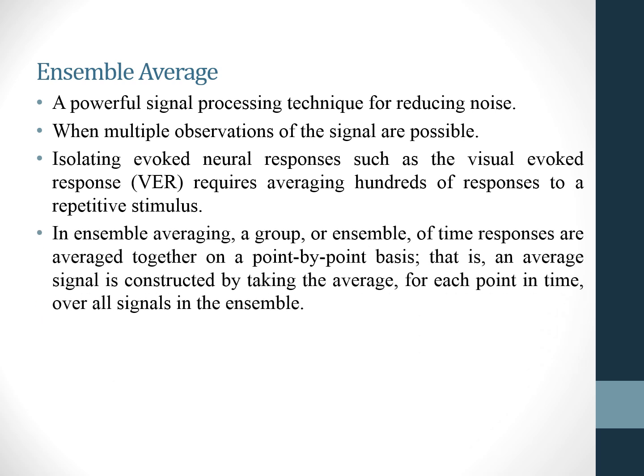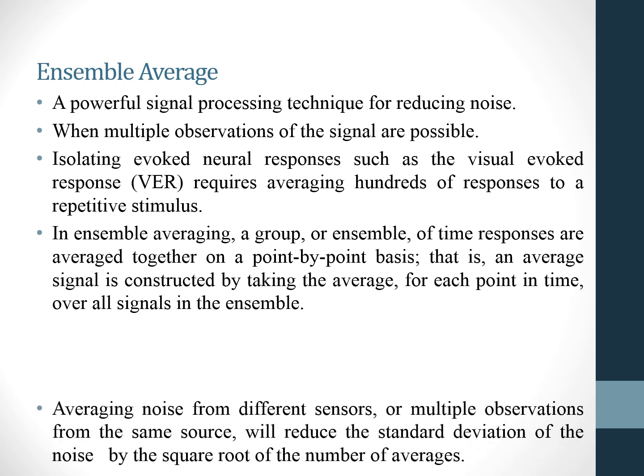In ensemble averaging, a group or ensemble of time responses are averaged together on a point-by-point basis. That is, an average signal is constructed by taking the average for each point in time over all signals in the ensemble. So when we have multiple observations of one signal, such as visual evoked response or visual evoked potential, we will compute the ensemble average of these recorded signals to isolate the evoked neural response.